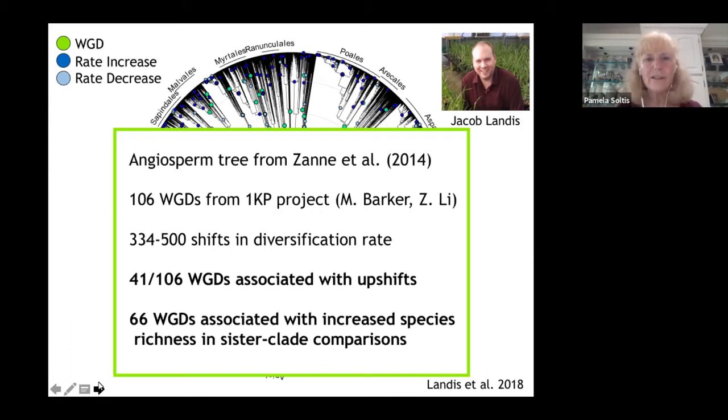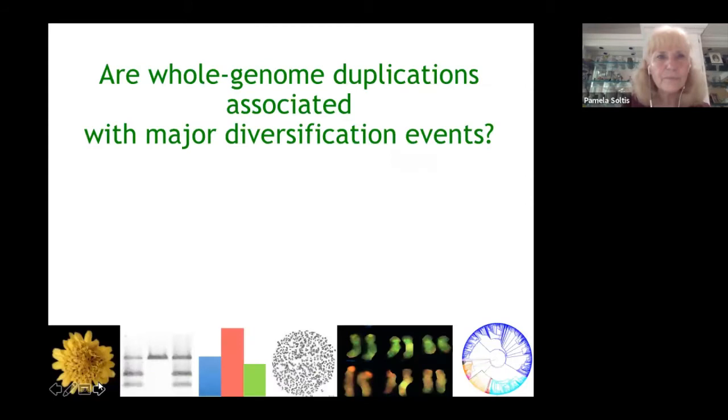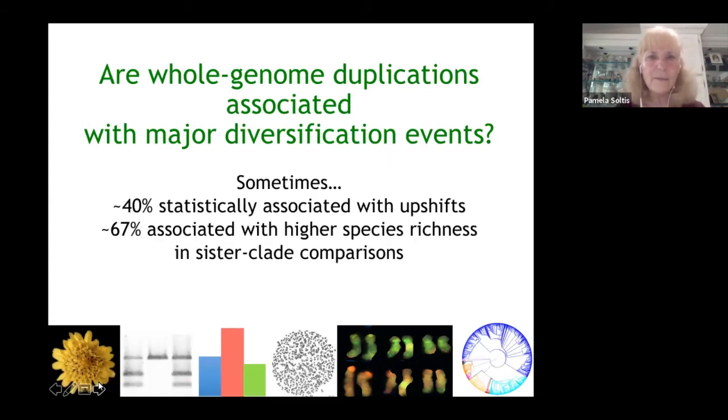So this tells us that in many cases, these whole genome duplications were associated with upshifts, but this was not statistically significant. However, this very interesting point of having much higher species richness in the clade marked by the duplication versus its sister clade that didn't have it suggests that there may really be something going on here. So in answer to this question, are whole genome duplications associated with major diversification events? Well, sometimes.